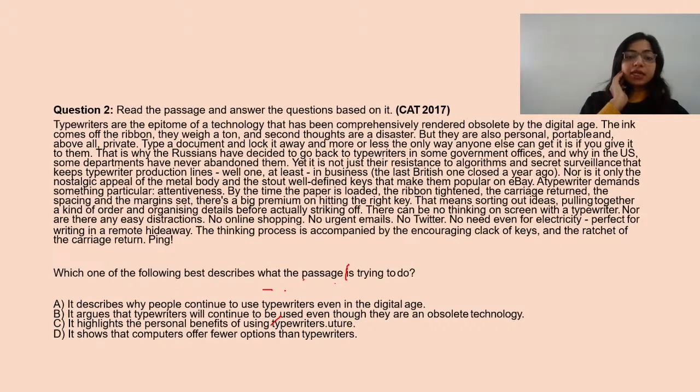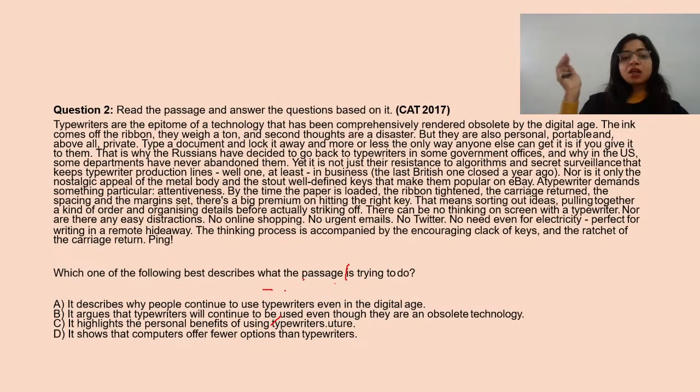No, nor are there any distractions, no online shopping, no urgent emails, no Twitter, no need even for electricity. So it is perfect for writing in a remote hideaway. So you don't even need electricity. You can even take your typewriter, go on a drive, write in an isolated area, and take the best feel of it.